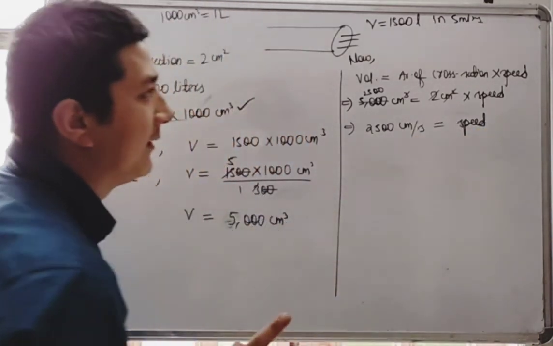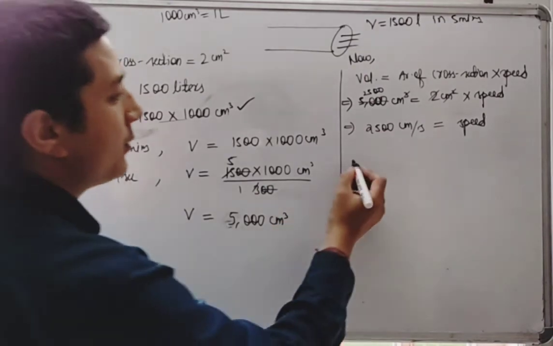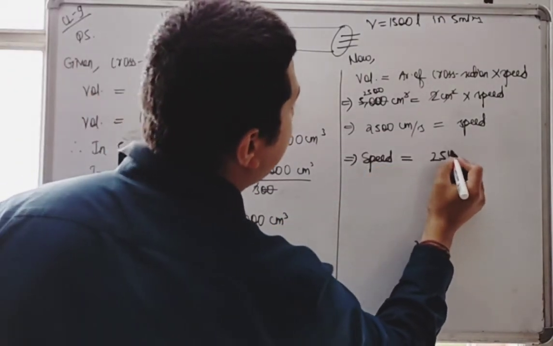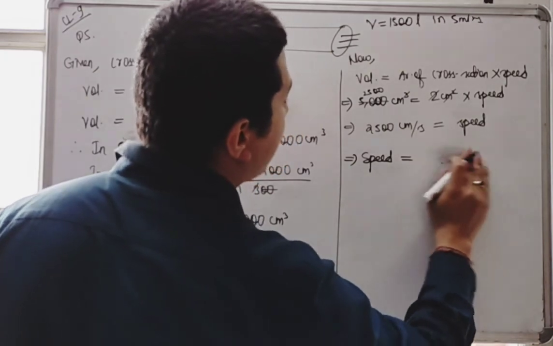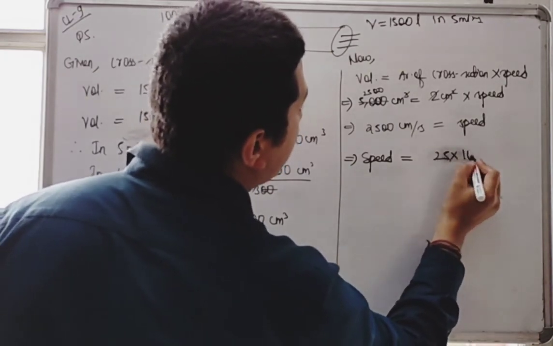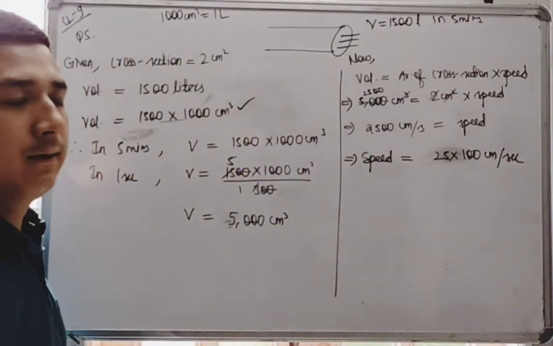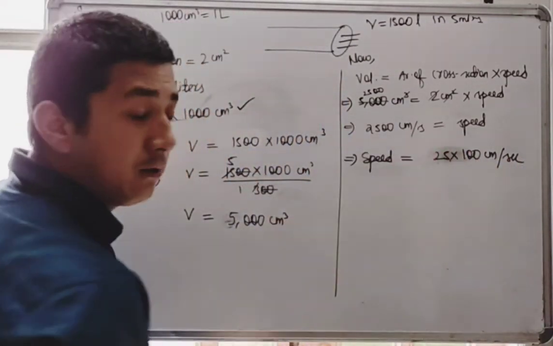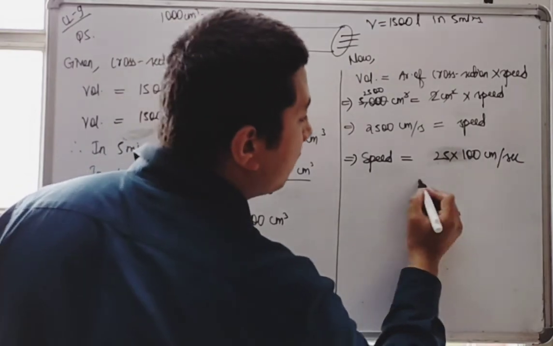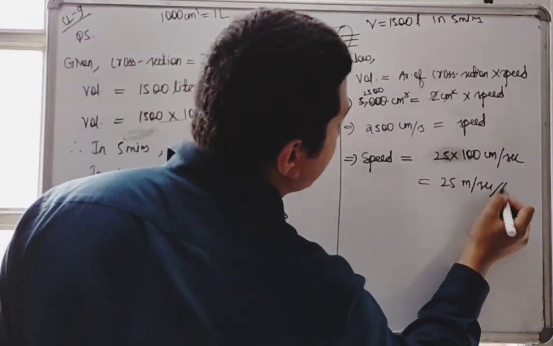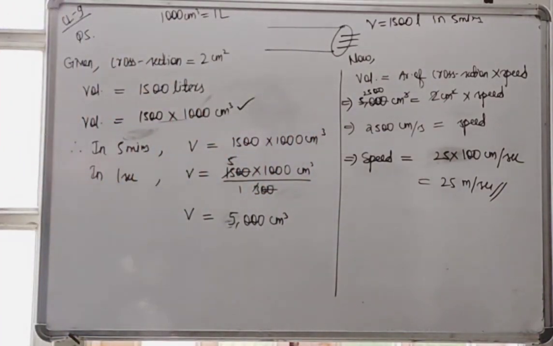But I need to find the speed in meter per second, right? So therefore speed is equals to 2500. Okay, 2500 can I write 25 into 100 centimeter per second. Why? Because 2500 is 25 into 100 and 100 centimeter means 1 meter. So that is meter per second. So what is the speed? 25 meter per second. Okay, I hope boys you are understanding.